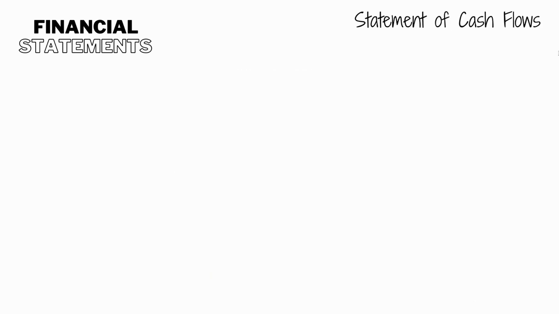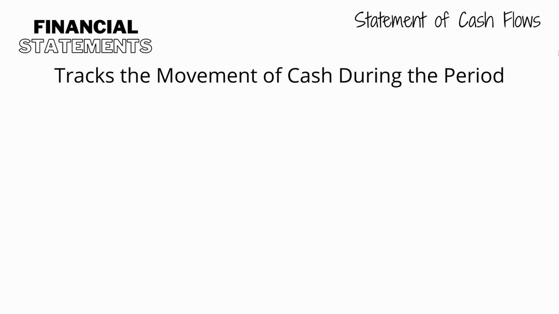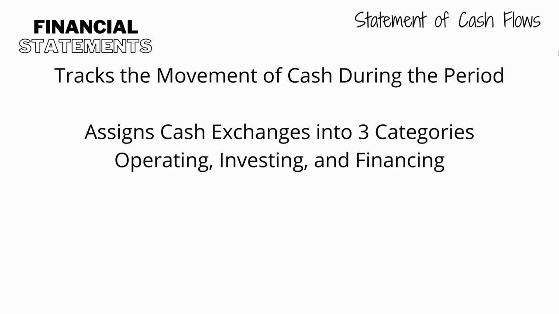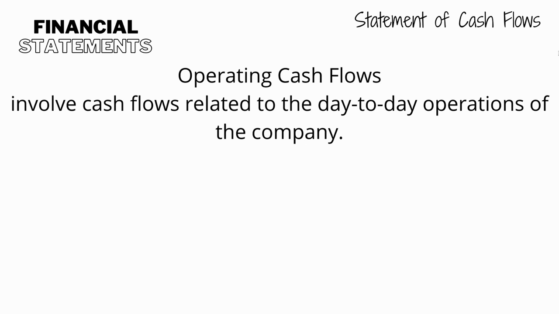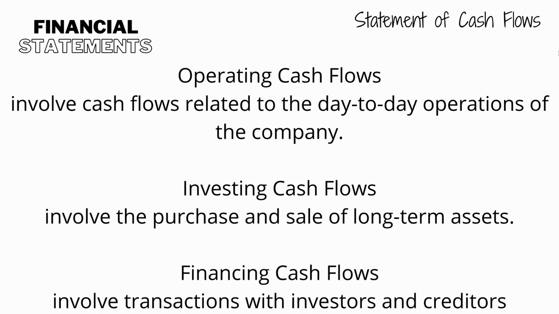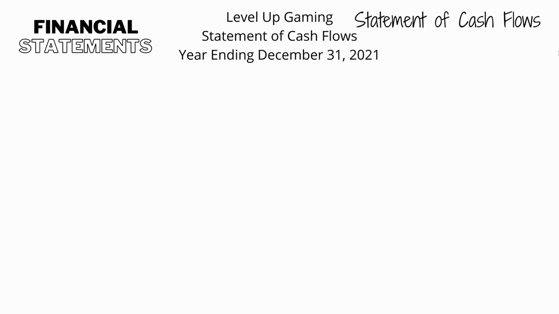Next, let's look at the statement of cash flows. This tracks the movement of cash during the period. It assigns cash exchanges into 3 categories: operating, investing, and financing. Operating cash flows involve cash flows related to the day-to-day operations of the company. Investing cash flows involve the purchase and sale of long-term assets. Financing cash flows involve transactions with investors and creditors.